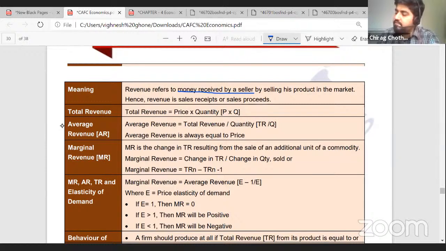Total revenue, we have seen the formula. It is price into quantity. Average revenue is equal to price. We have already spoken about it. Marginal revenue, you are aware about it. It is change in TR upon change in quantity, or TRn minus TRn-1. We know the formula also of MR. MR is AR into (E minus 1) upon E, right?